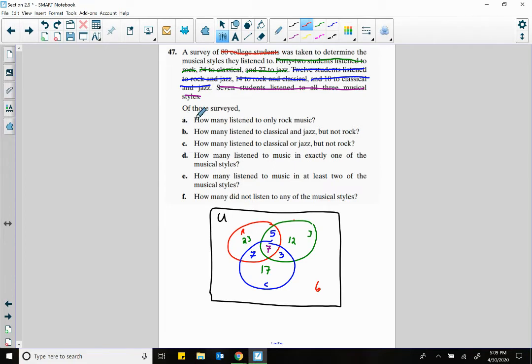All right, so A says, how many listen to rock only? Well, that's right there. That's the 23. Only 23 students like rock.